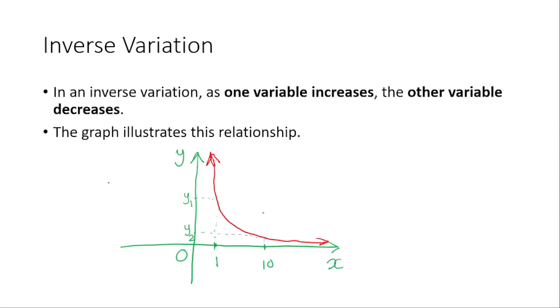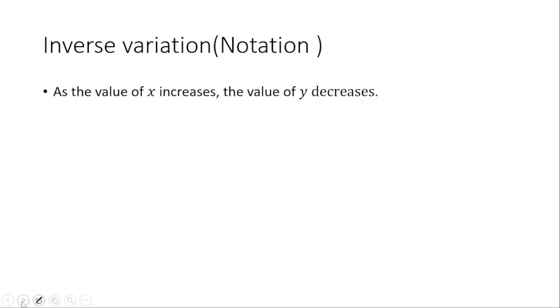So this is the type of relationship that we will expect from an inverse variation. We move on and talk about notation. As you have seen, as the value of x increases, the value of y decreases. So how do we write that mathematically?